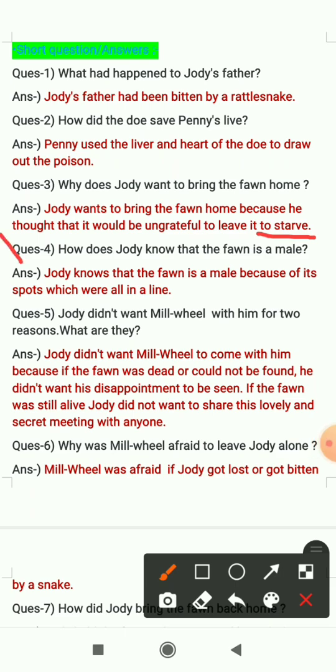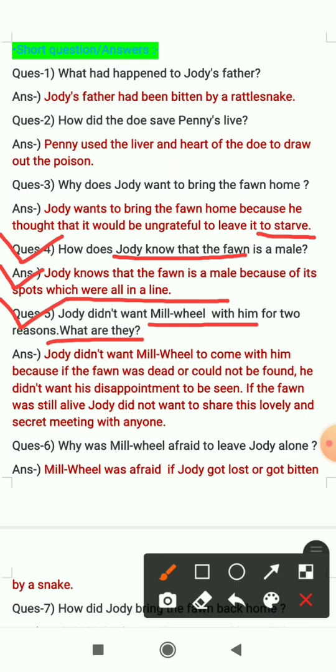Question number 4 is how does Jody know that the fawn is a male? So what is the answer? Let's see. Jody knows that the fawn is a male because of its spots which were all in a line. So there was a trick which his father told him that if the spots were in a line on the body of a fawn, that means it is a male, and that's how Jody knows that the fawn is a male. Question number 5 is Jody didn't want Millville with him for 2 reasons. What are they?